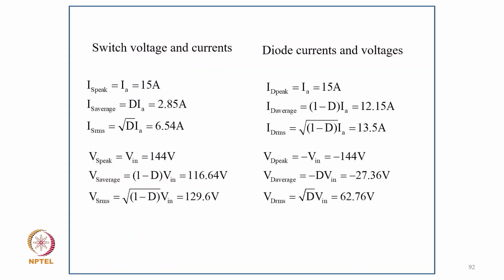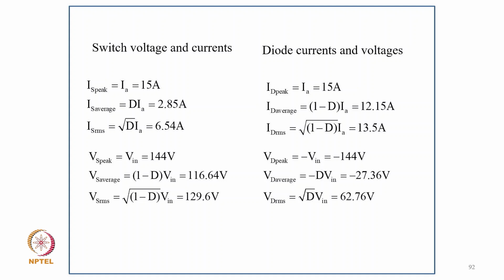So the switch current and switch voltage. Switch current peak is 15 ampere, IS average D into IA, 2.85, RMS is under root D IA, that is 6.54. The voltage is Vs equal to Vin equal to 144, Vs average equal to 1 minus D into Vin, 116.64, and Vs RMS equal to under root 1 minus D Vin, 129.6.